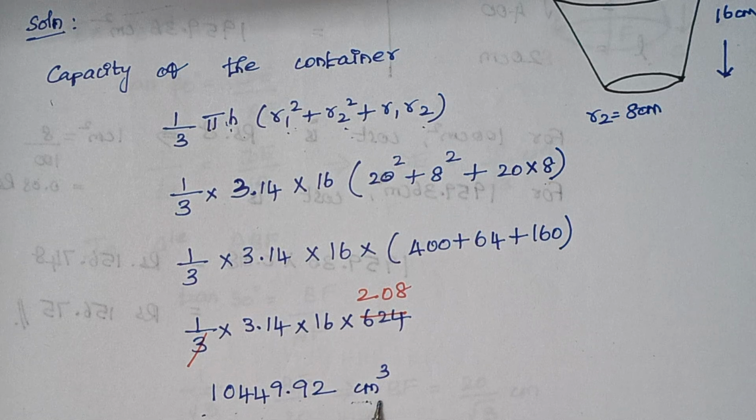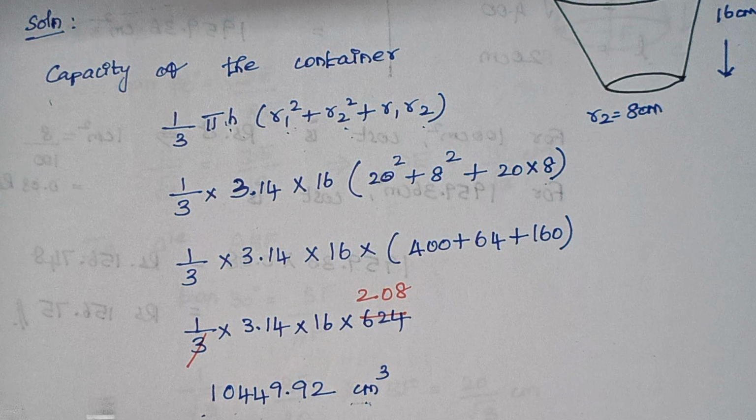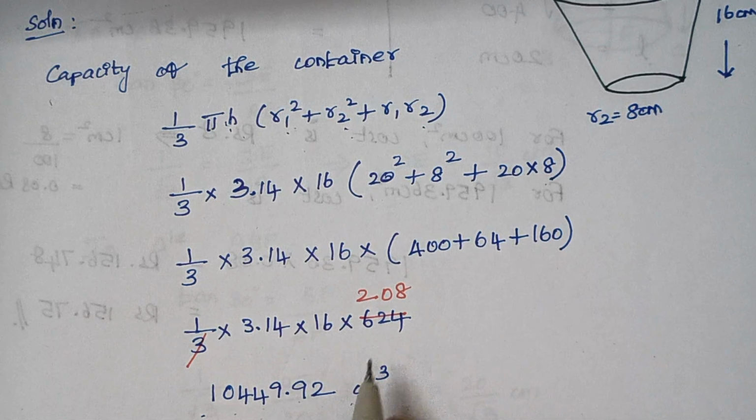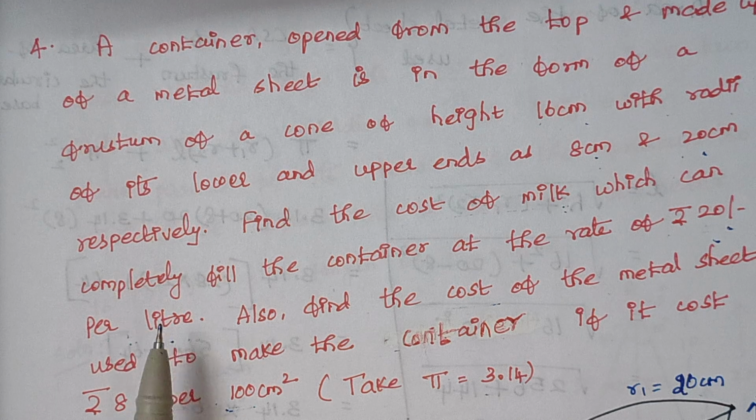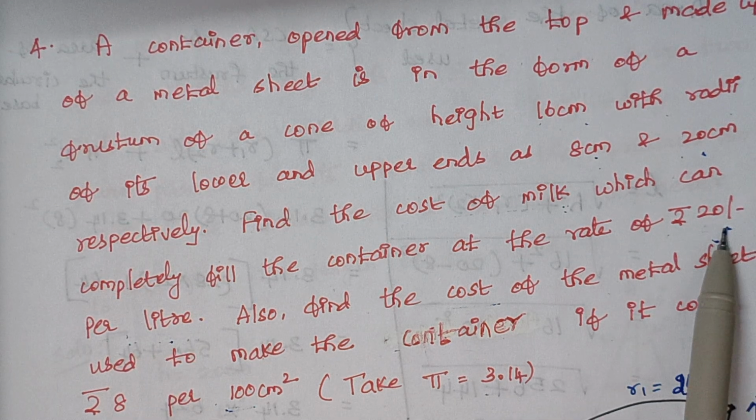10449.92 centimeter cube, because here we are dealing with volume and you see all the parameters are given in centimeters. Okay, height is in centimeter and both the radii are in centimeter. So here we have centimeter cube. But what is given in the problem? That is for per liter. Okay, 1 liter of milk costs 20 rupees.